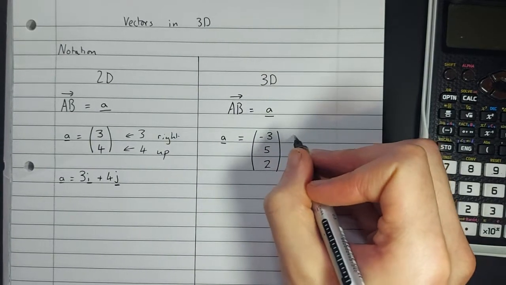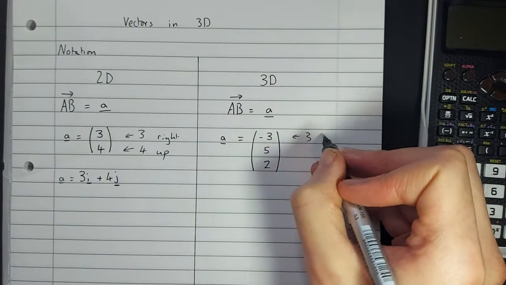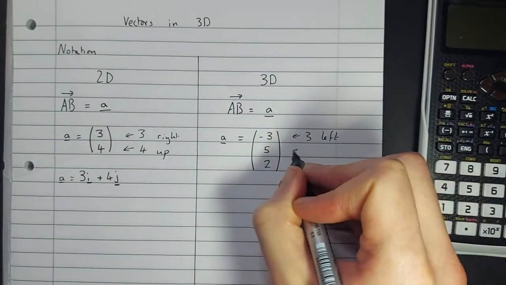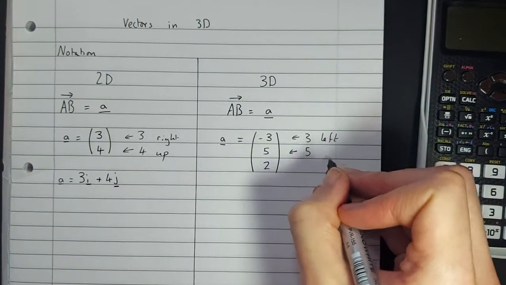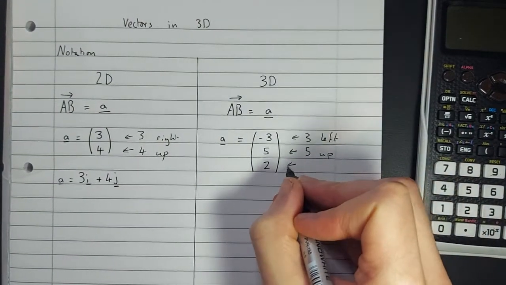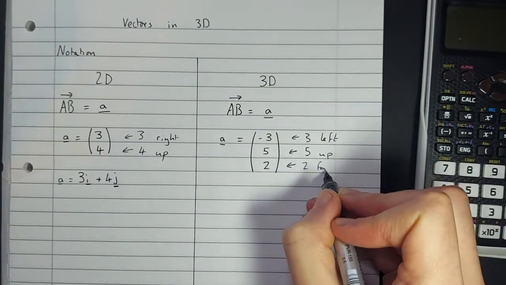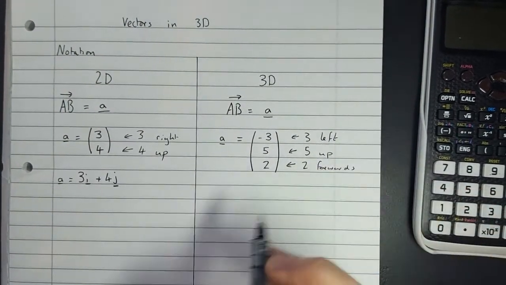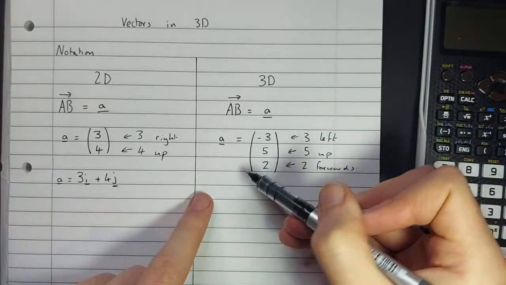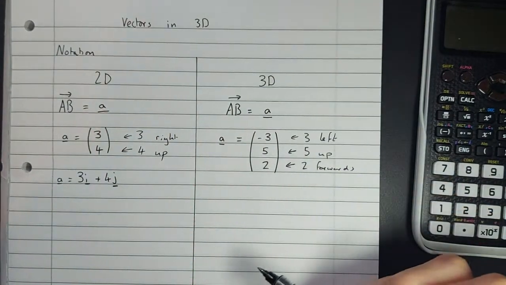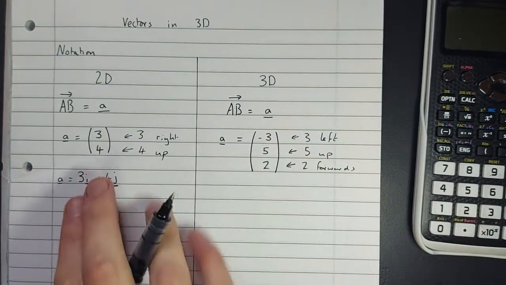So this would be, let's say, going 3. We've said that this was going to the right, so this would be 3 to the left. This would like be going 5 up. And then you can think of this as being like 2 forwards. Okay, so it's in the other direction. So this one's kind of going up and down, this one's going left and right, and this one's coming up towards you and back into the page. Okay, yeah, so that's the only difference in terms of column vector.